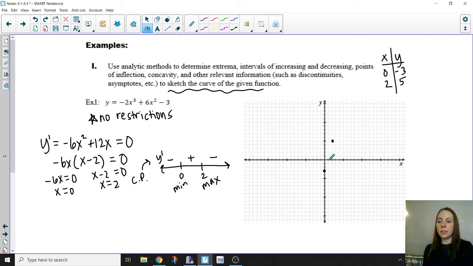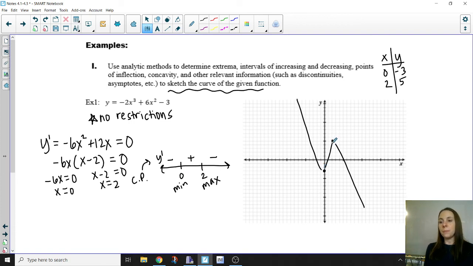Now remember, this is a min and this is a max. So I now know, and I usually use a pencil to do this when I'm teaching it, on like an overhead thing. I now know my function is going down here, going up here, going down here, because the signs of my first derivative tell me that. And I know that x equals 0 is a min and x equals 2 is a max.